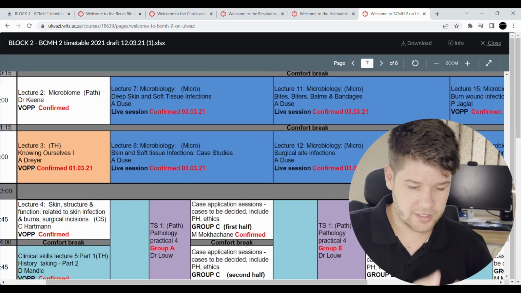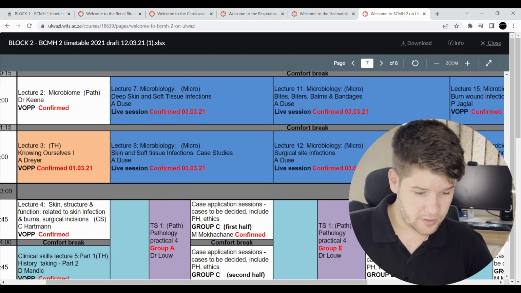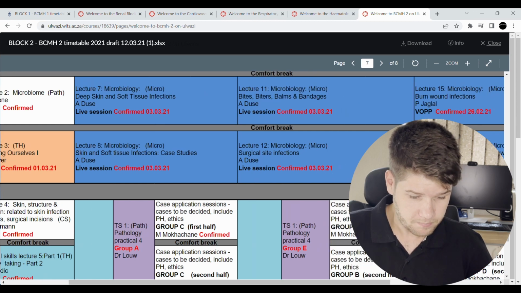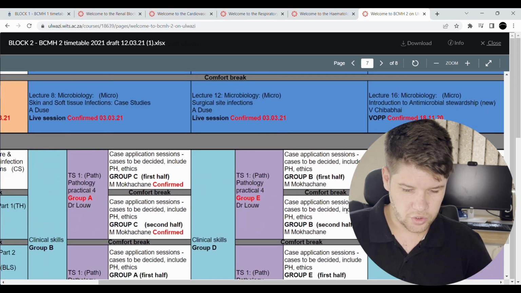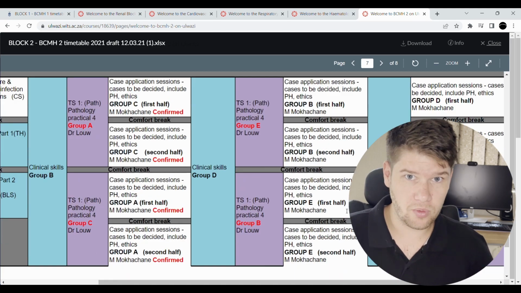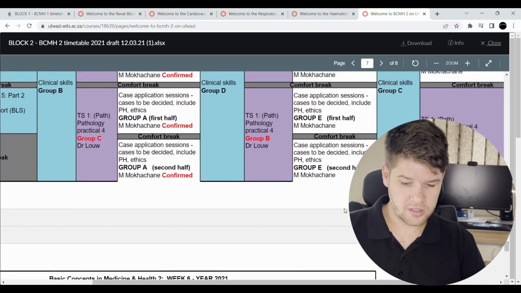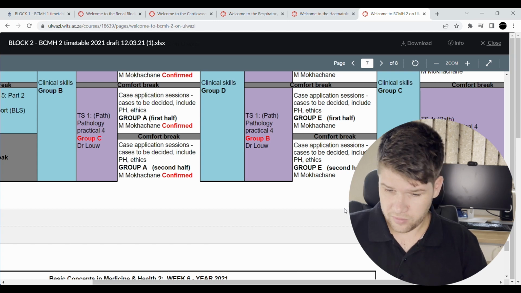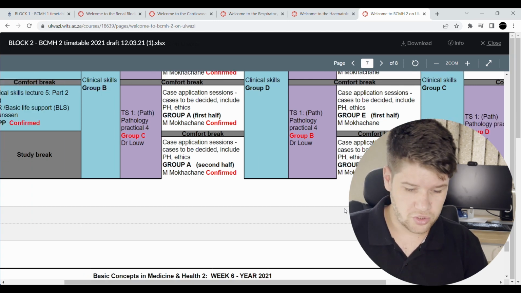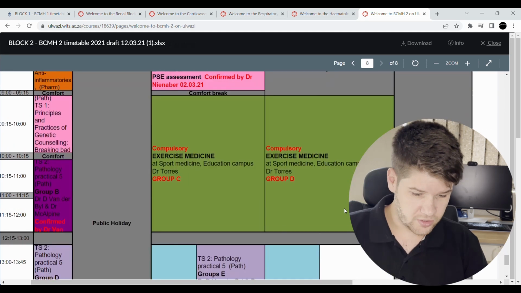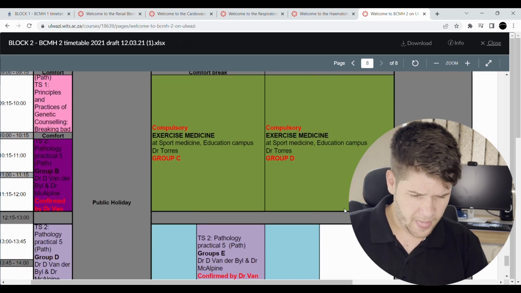But you can see here genetics that I talked about. That's also here. Yeah, it was a good block, but you can see it's jam full of lectures. Like there's a lot of lectures in BCMH2. Like honestly, there is a lot of lectures and a lot of micro, antimicrobial stewardship as well, and clinical skills.